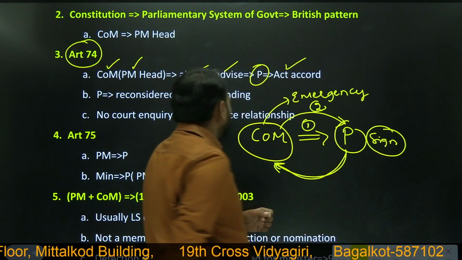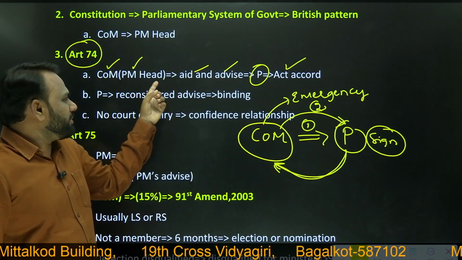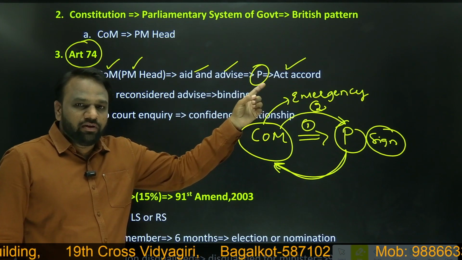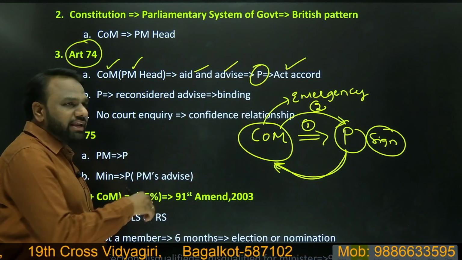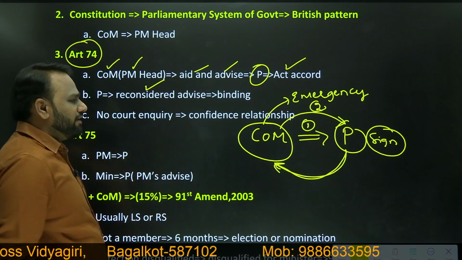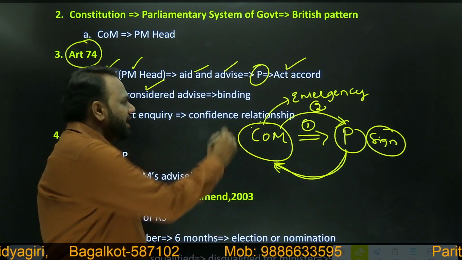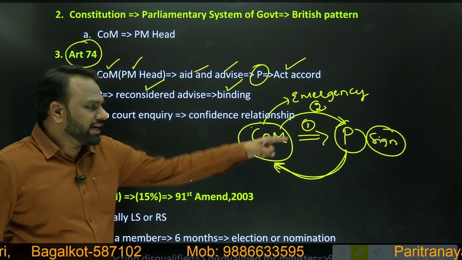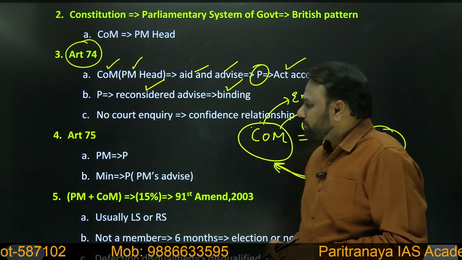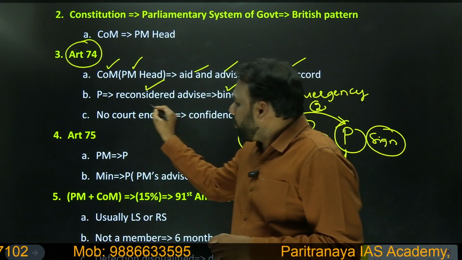That's why we say the Council of Ministers headed by the Prime Minister will aid and advise the President, and the President has to act accordingly. Once he can send it for reconsideration, and once he receives the reconsidered advice back from the Council of Ministers, it is binding on the President. The second time he receives it, it is binding.